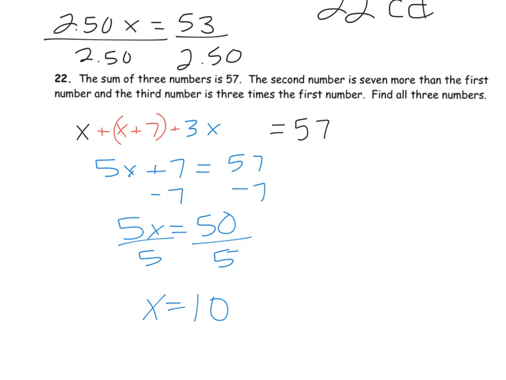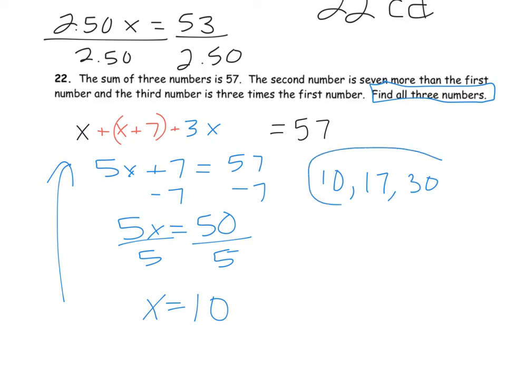Now that doesn't answer the question. The question is to find all three numbers. Well, if I go back up here and I say x is 10, the first number has got to be 10. The second number, which is in my parentheses here, is going to be 10 plus 7. That's 17. And my third number, which is right here, is 3 times x, in this case 3 times 10, which is 30. So here are my three numbers.